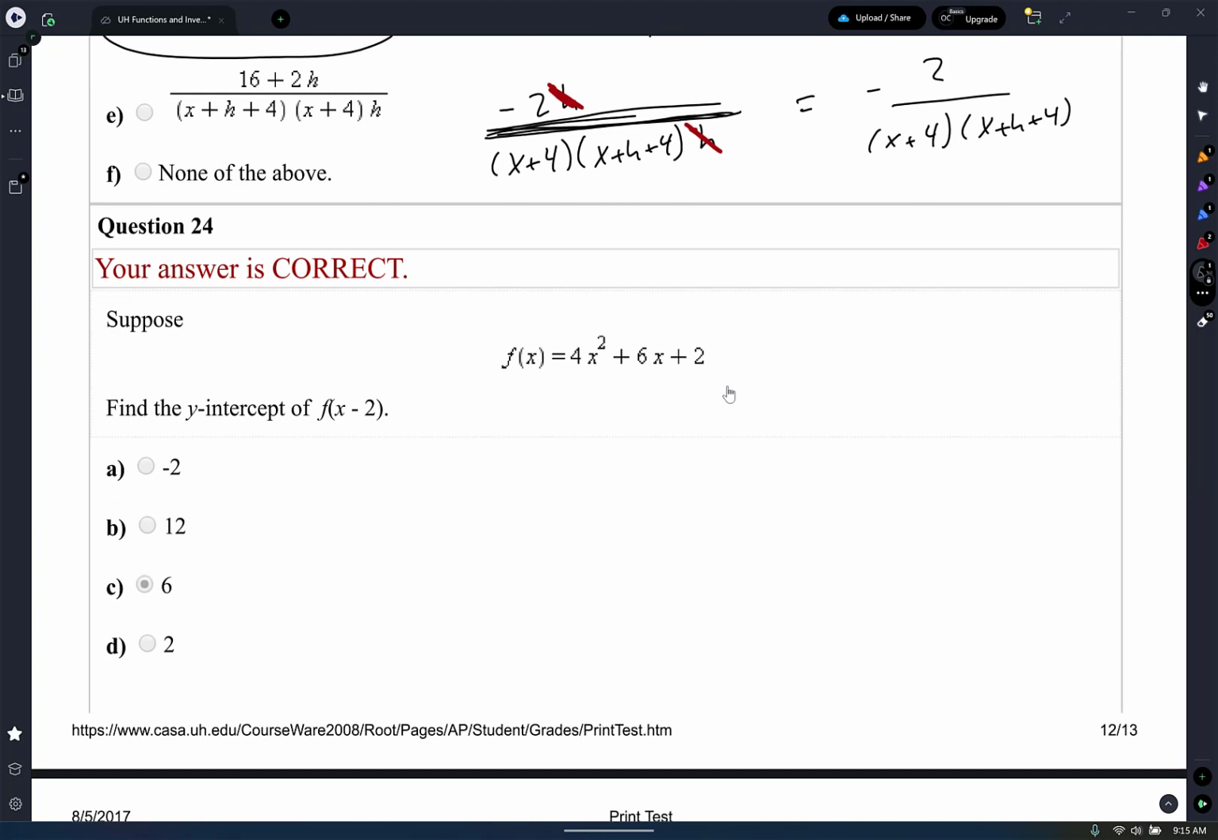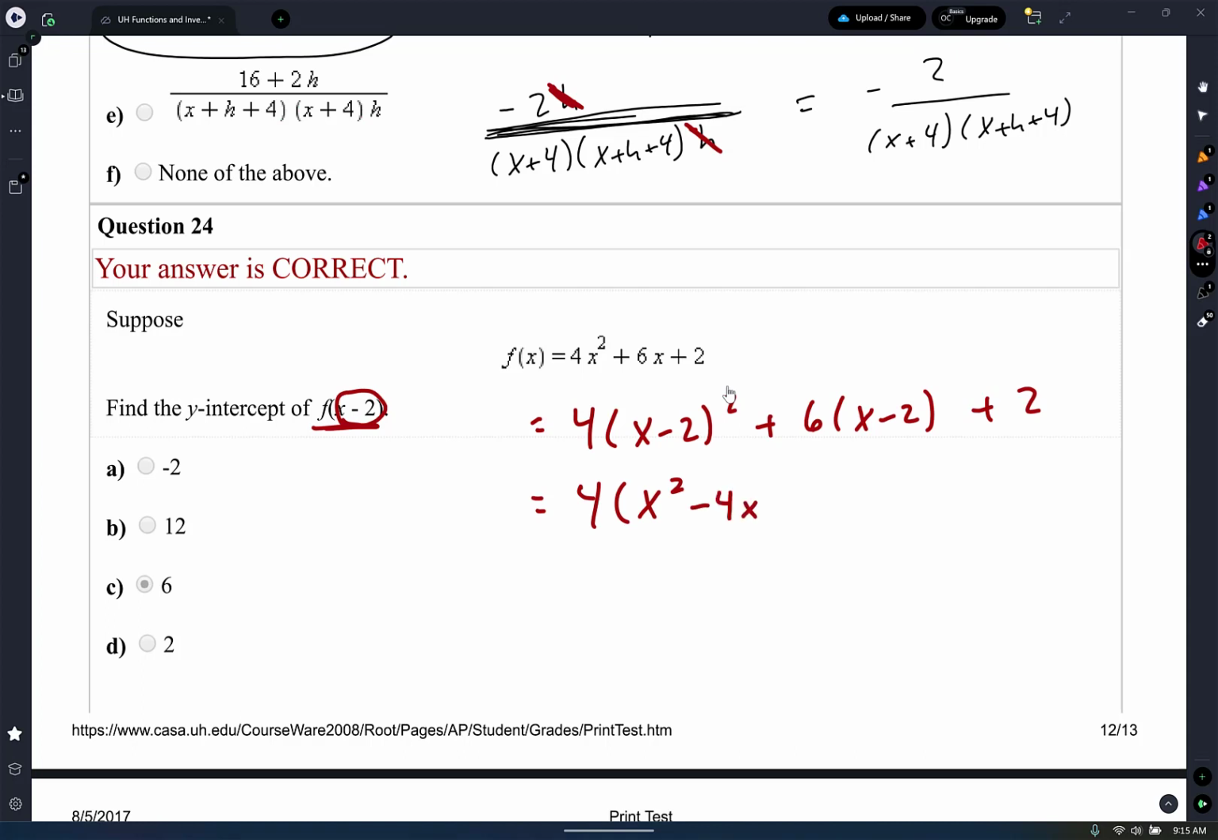I always think it's easier to just plug in a 2, but my kids always seem to disagree, so I'm just going to tell you what my kids think is easier. It says find the y-intercept of this. So they plug in an x minus 2 wherever they have an x, which I think is harder, but that's fine. 4 parenthesis x minus 2, close it, squared, plus 6 parenthesis x minus 2, close it, plus 2. And then they FOIL this out, or they distribute this out. 4 parenthesis x times x is x squared, x times negative 2 is negative 2x, but you have 2 of them, so minus 4x. Negative 2 times negative 2 is a positive 4. Parenthesis, and then plus 6x minus 12 plus 2.